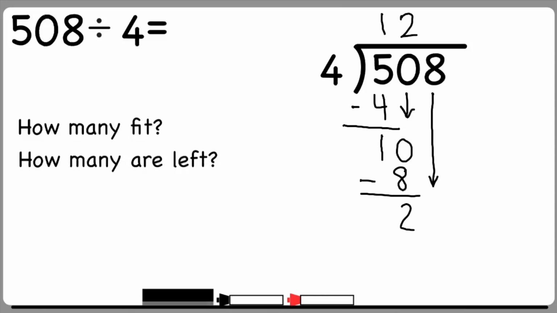How many are left? 2. Bring down your last digit. 28 is our new number. How many 4s fit into 28? Should be 7. 7 groups of 4 is 28. And after I do my subtraction, I can see there are none left. So 508 divided by 4 is 127.